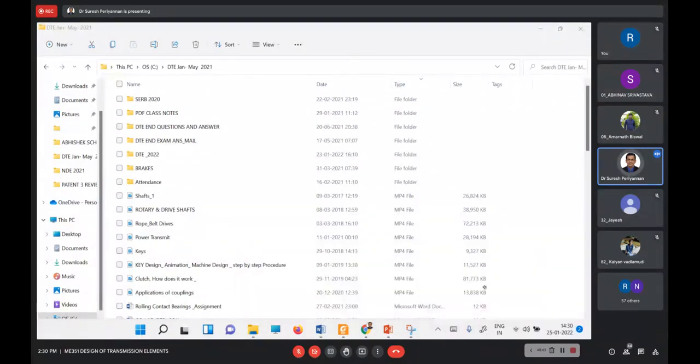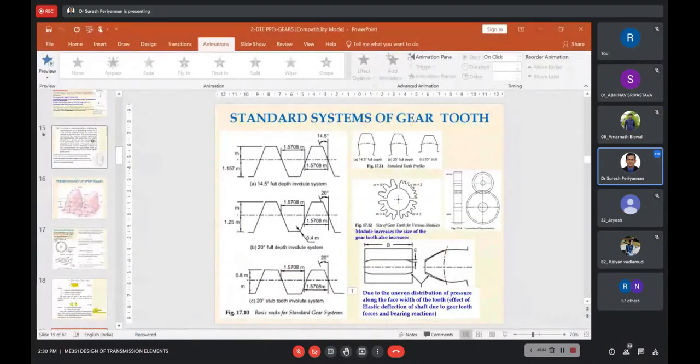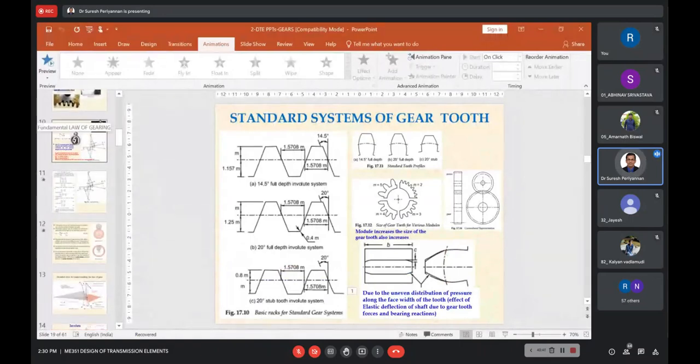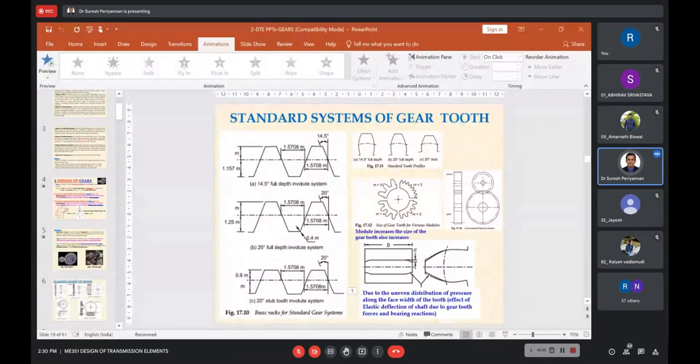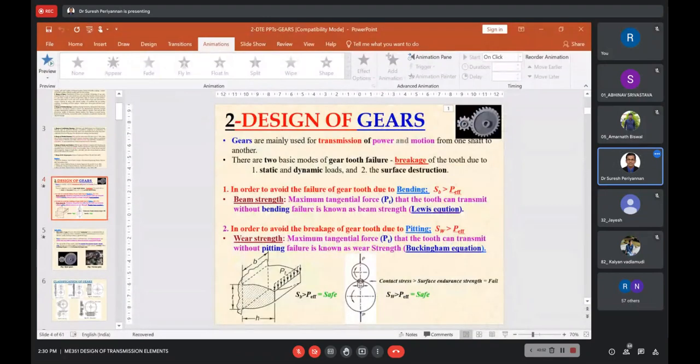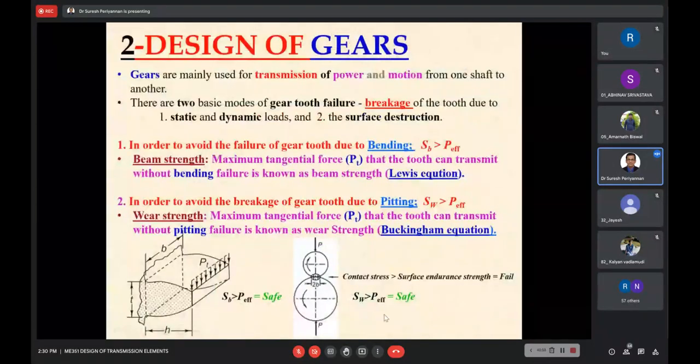Now I come to here. I will share that slide with you also. I think yesterday we discussed. Now our gear design is going to be based on beam strength and wear strength. Beam strength is based on the Lewis equation. Who developed that concept? Lewis. And wear strength is based on the Buckingham equation. We are going to discuss this clearly later.